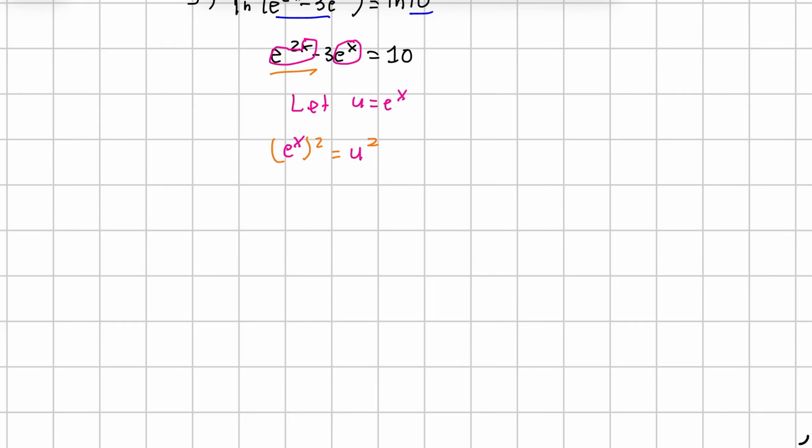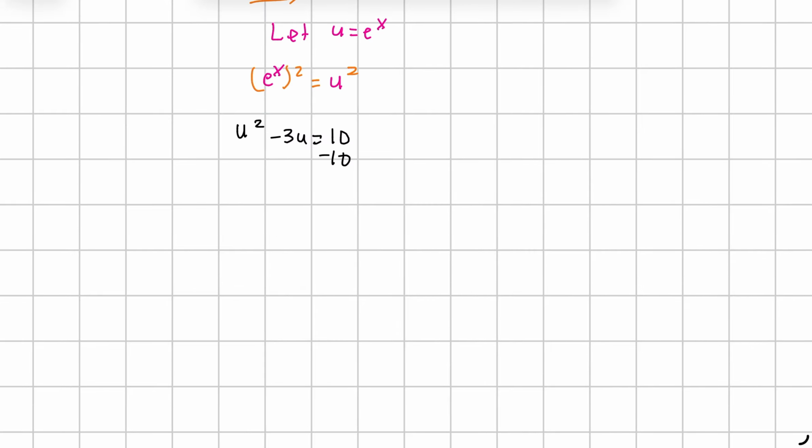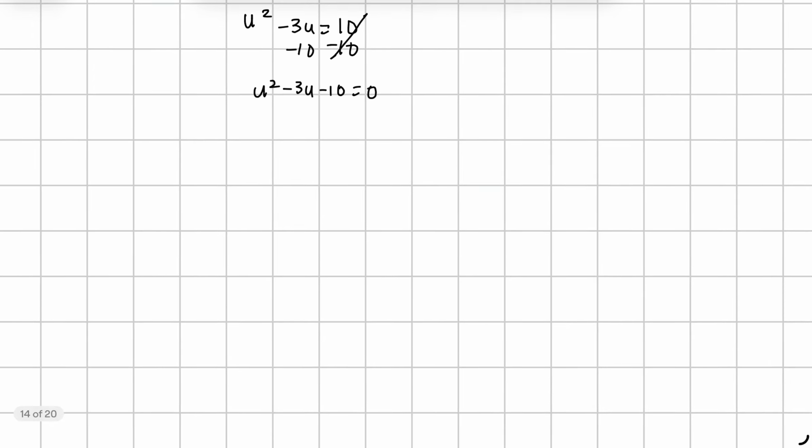Now, what we have in total is u squared minus 3u is equal to 10. So you can move 10 to the other side. You have u squared minus 3u minus 10 is equal to 0. So now let's just factor this. We have u minus 5 times u plus 2 is equal to 0. By the zero product property, we get u is equal to 5, or u is equal to negative 2.